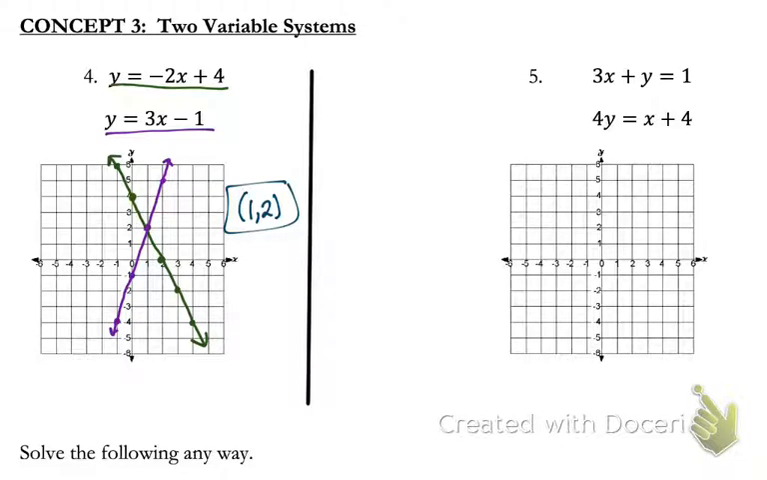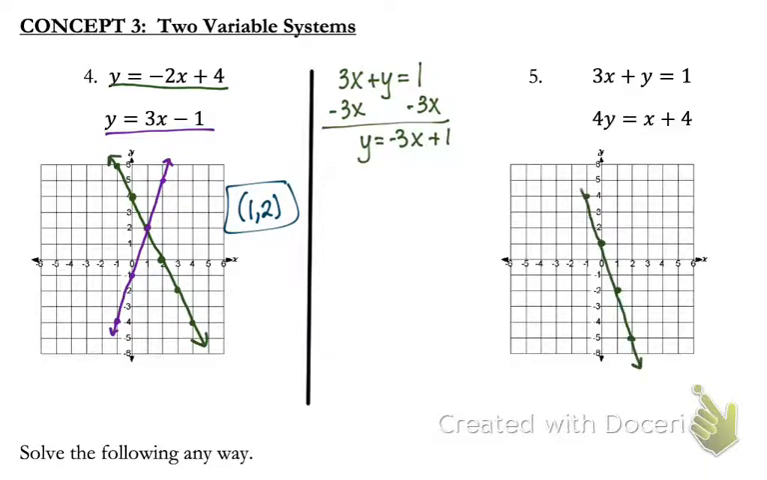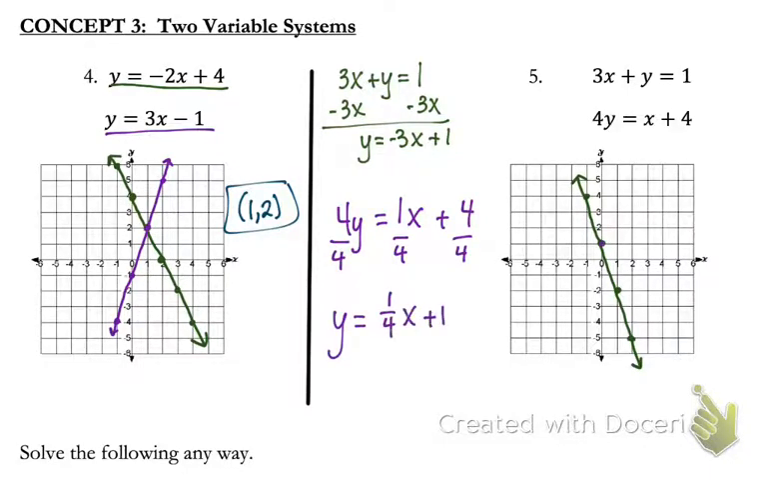For problem number 5, neither of our equations are currently in y equals mx plus b form, so we first need to solve for y. In the first equation, we're just going to move the 3x over by subtracting, and then we can go ahead and graph that. The next equation, we have to divide everything by 4. Make sure you remember that there's a 1 in front of that x. In the end, our final answer is the point 0, 1.